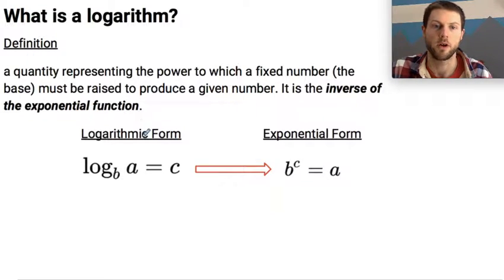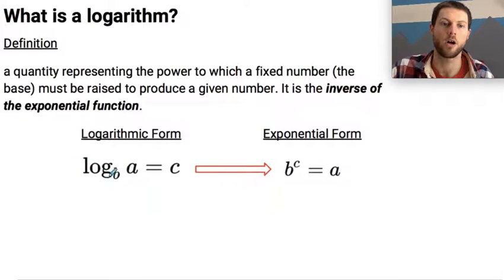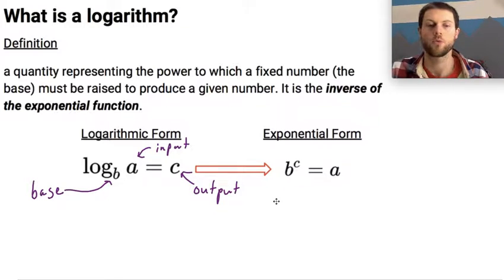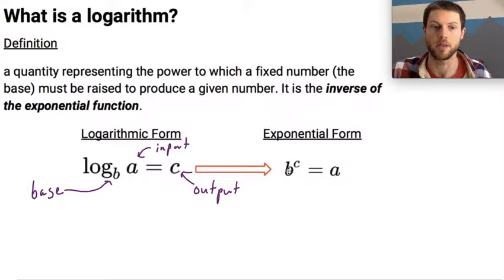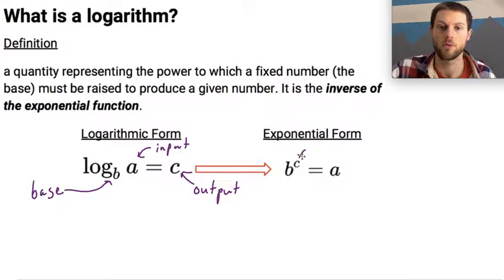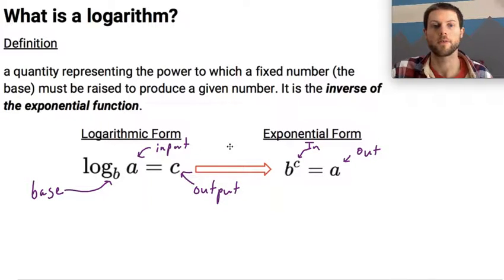So we have two different forms here, logarithmic form and exponential form. If I have some log, we say that this b is the base, the a is the input, and the c would be the output. We can rewrite this in exponential form as b, same base, raised to the c power equals a. So what you can see here is that the a's and the c's have swapped inputs and outputs. In exponential form, this would be your input here, and this would be your output here. So we have switched the positions of the inputs and outputs for logarithmic form.